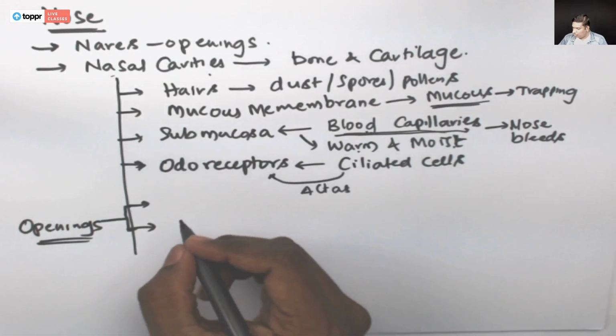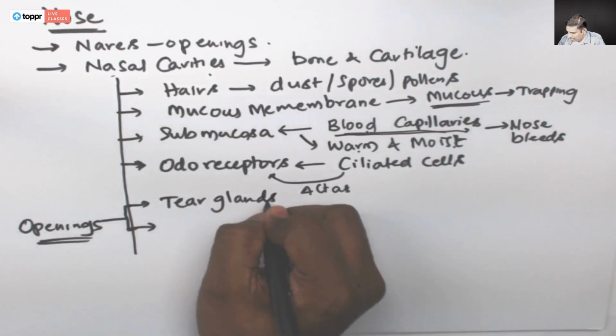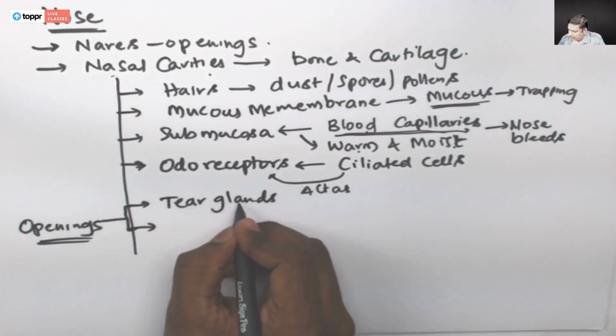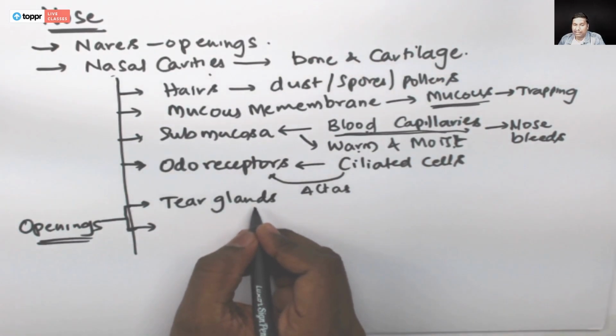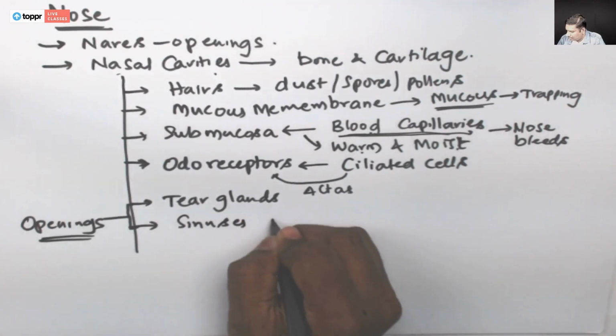So those are the two openings: the tear glands, where the tears, whenever you cry, will directly enter the nasal cavity, and also the sinuses of the skull.